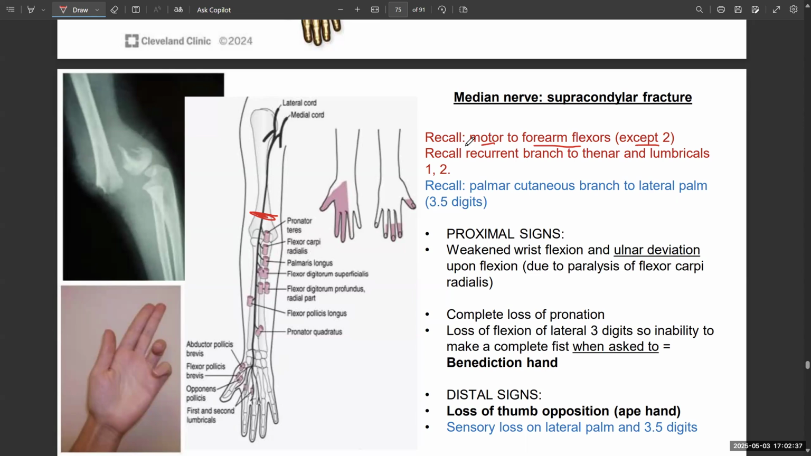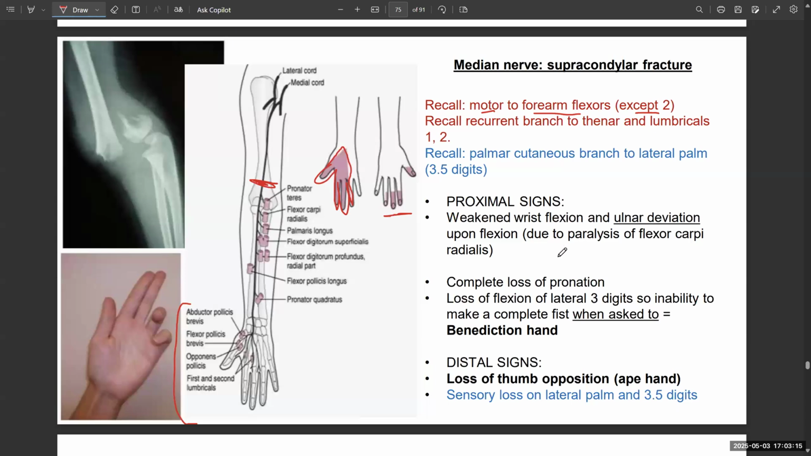So what that means basically is that it is motor to forearm flexors. So all these flexors, you see pronator teres, flexor carpi radialis, palmaris, flexor, pronator, and then all these thumb muscles as well. Okay, and the first and second lumbricals are supplied by the median nerve. And then you have the palmar cutaneous branch to the lateral palm. So if you take out your palm, you see that the thumb, the index, the middle finger, and a little bit of the ring finger are supplied by the median nerve. And also this area over here.